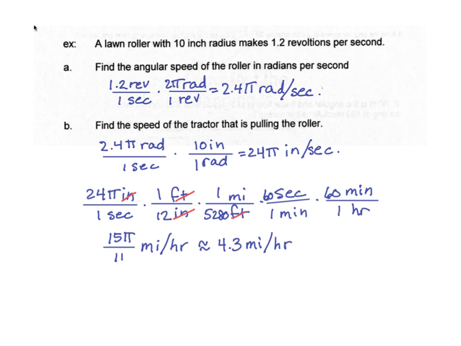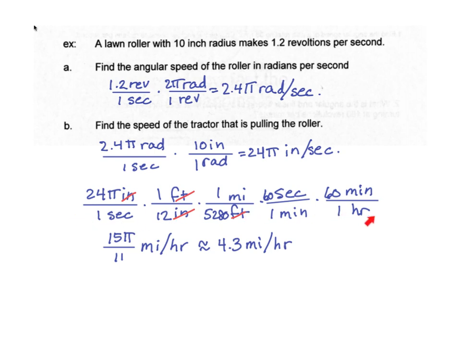So if I stopped right there, I would have miles per second, but I'd like miles per hour. So the next thing I did was I changed my time. I had seconds on the bottom, so seconds went on top. And then my minutes went in the denominator. So in 1 minute, I have 60 seconds. And then I still wanted hours, so my minutes went on top, my hours went on the bottom. In 1 hour, I have 60 minutes.